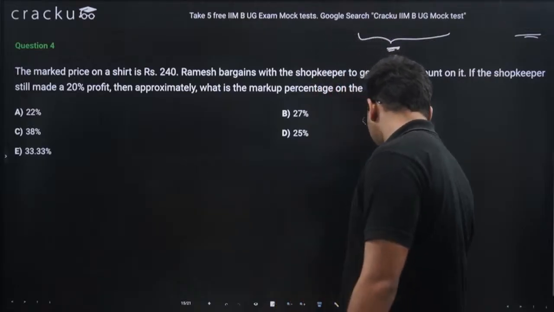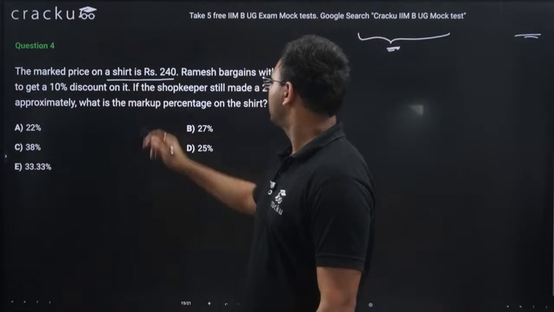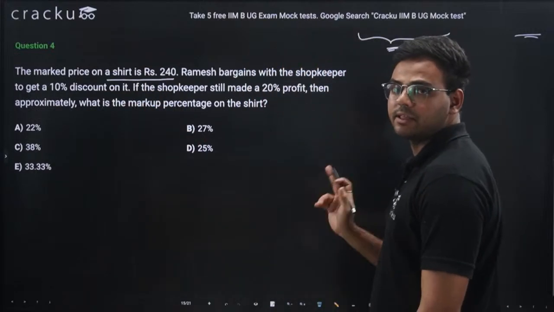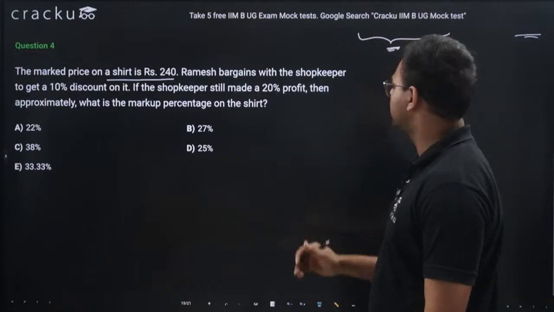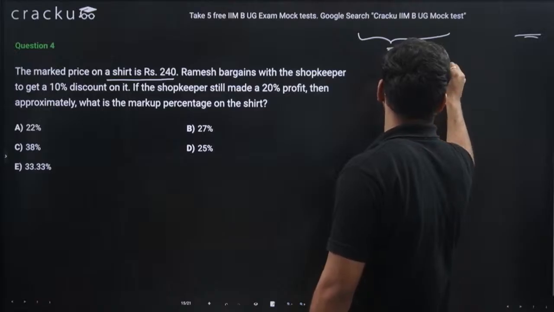It is saying the mark price on a shirt is rupees 240. Here directly the MP, that is the mark price of the shirt, is given. So MP is equal to rupees 240.